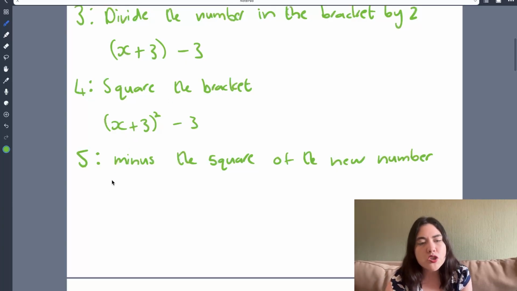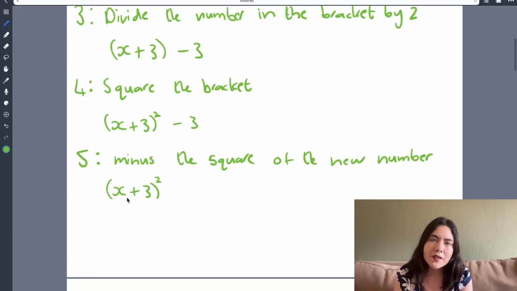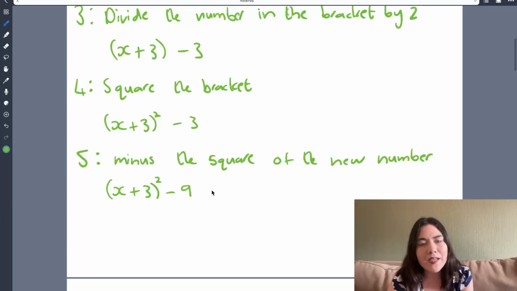So what we do is we basically accommodate for this expansion. Now, if you're not entirely sure why we minus the square of the new number, if you are interested, let me know, and I will try and explain it in the comments below. But for now, we just need to know that we minus the square of the new number. So the square of 3, sorry, I gave you the answer there. The square of 3 is 9. So outside the bracket, we're going to minus 9, and then we put our minus 3. So don't forget to keep putting the minus 3, or your C value, still at the end.